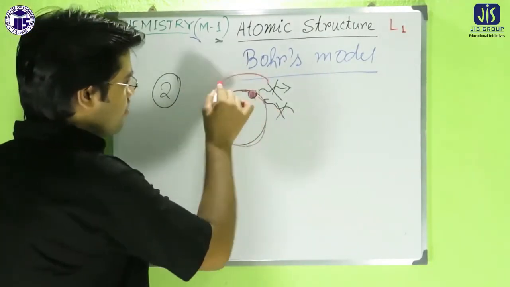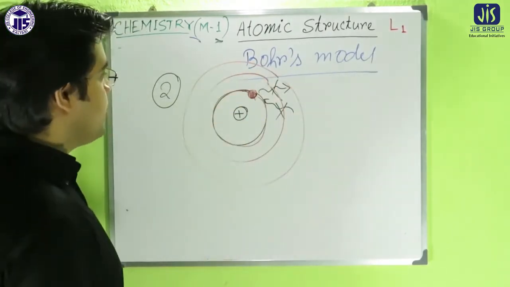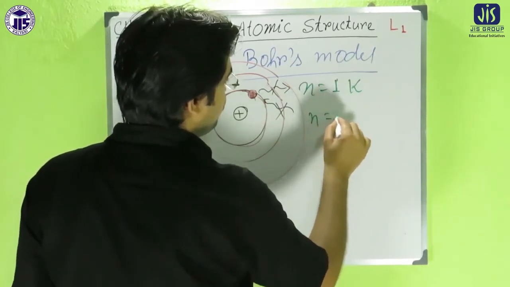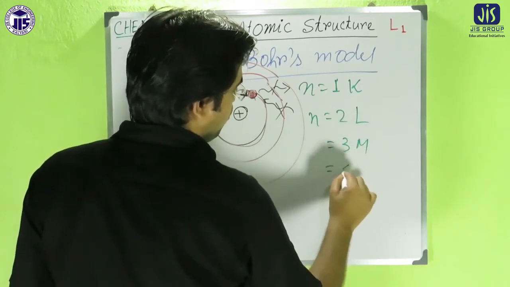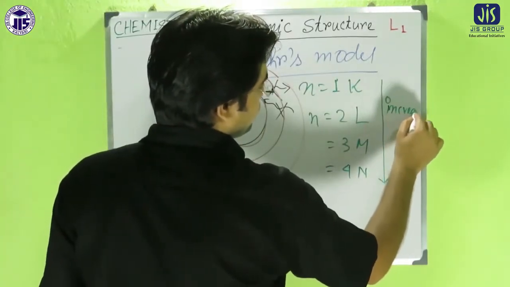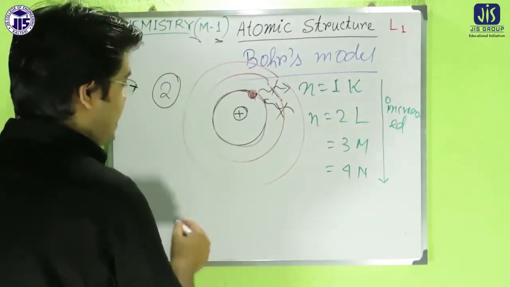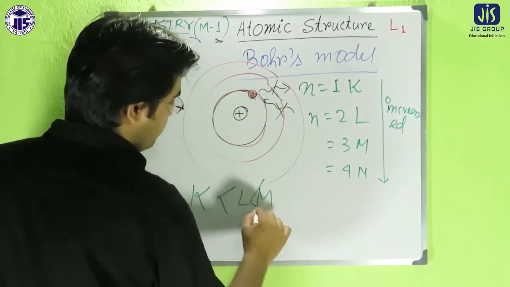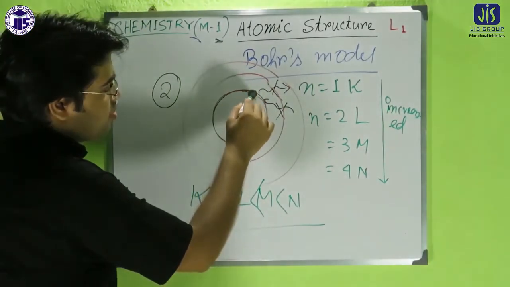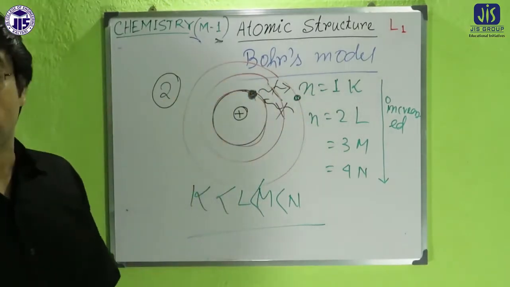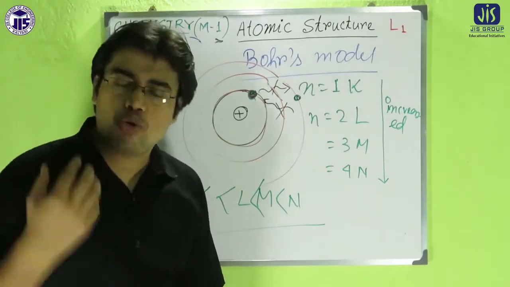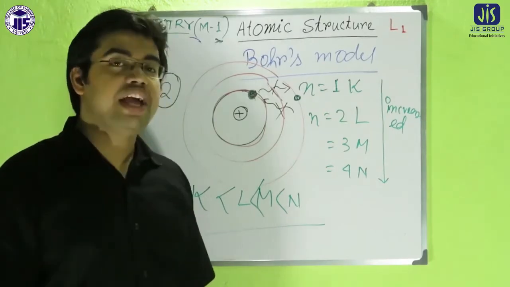And according to Bohr, these are the energy levels. If n equals 1, this will be K, then n equals 2, L, then 3, M, 4, N, and according to Bohr, the energy of the orbits increases in that order. So the energy from K to L to M to N will increase in that order. So with respect to the inner orbit, an electron here has higher energy. So the second postulate explains that when an electron revolves in a particular orbit, it neither emits nor absorbs energy.